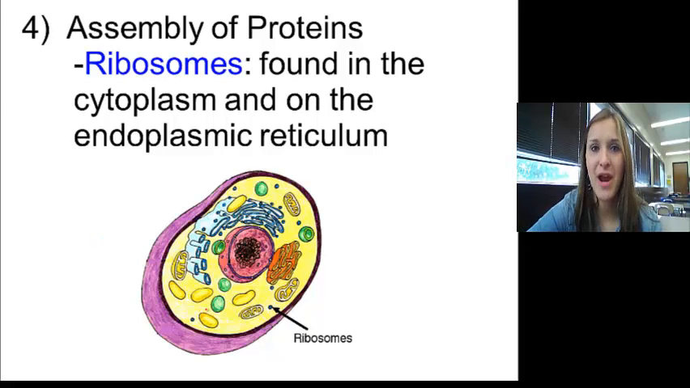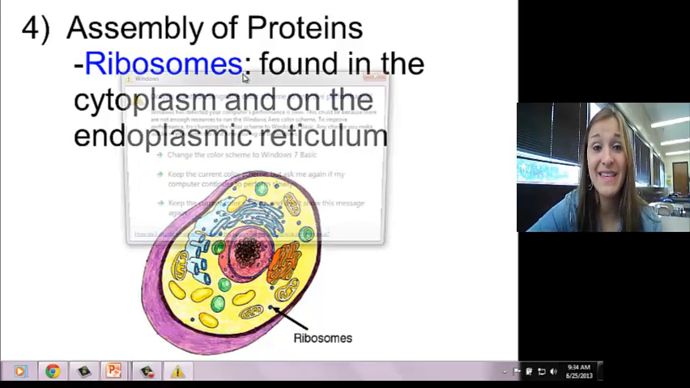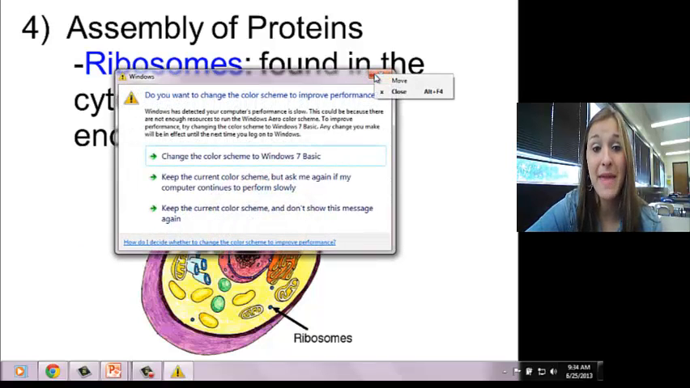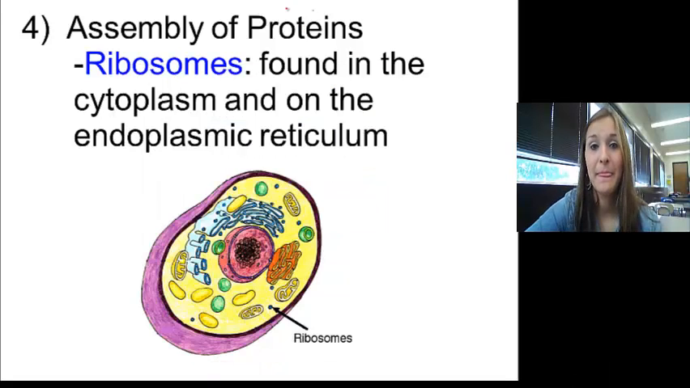Okay, ribosomes. Ribosomes are these tiny little dots that we see all over the place. And even though they're so tiny, ribosomes are probably one of the most important parts of the cell, because this is where proteins are being made. Proteins are what make up our skin, our hair, our nails, our muscles, our bones. So it's really important that we have something to make these proteins, and ribosomes are where it happens.